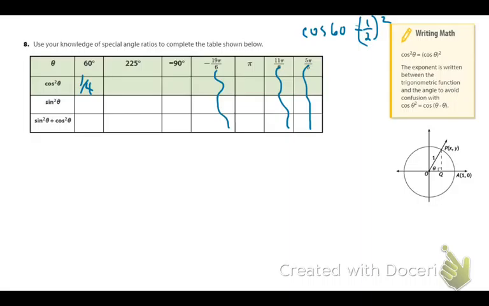What is your sine value at 60 degrees? Square root of 3 over 2. Okay, let's square that. Square root of 3 over 2 squared. Square root of 3 squared would be 3. Squaring square root of 3 would give us 3. Okay, and then squaring 2 would be, again, 2 squared is 4. Okay, all right? Let's do the 225.